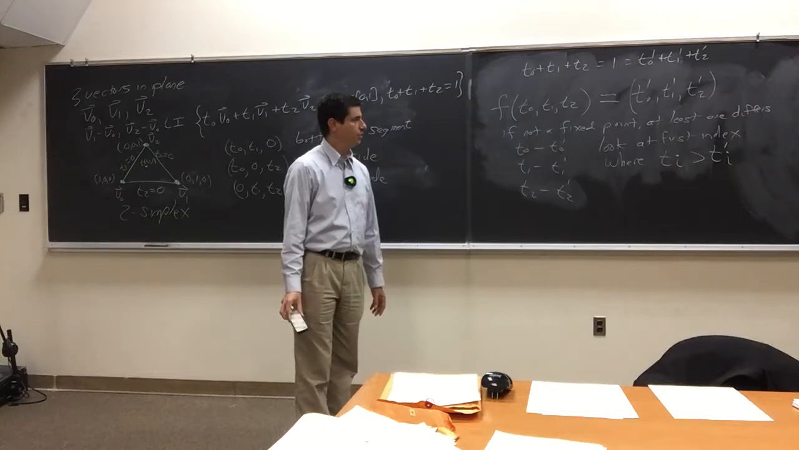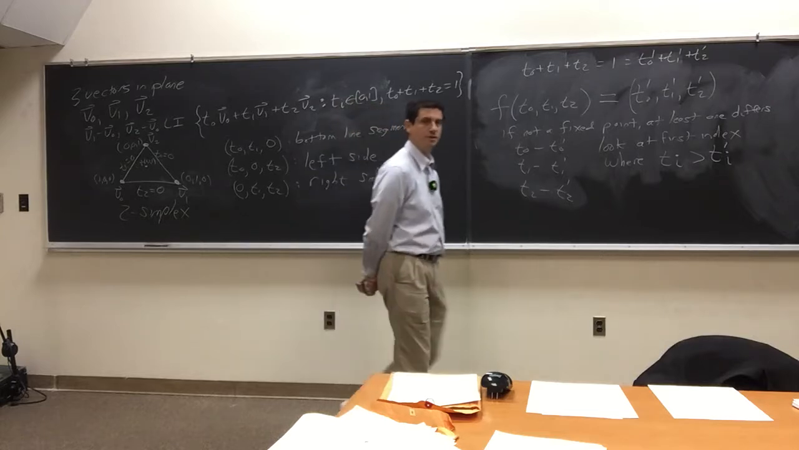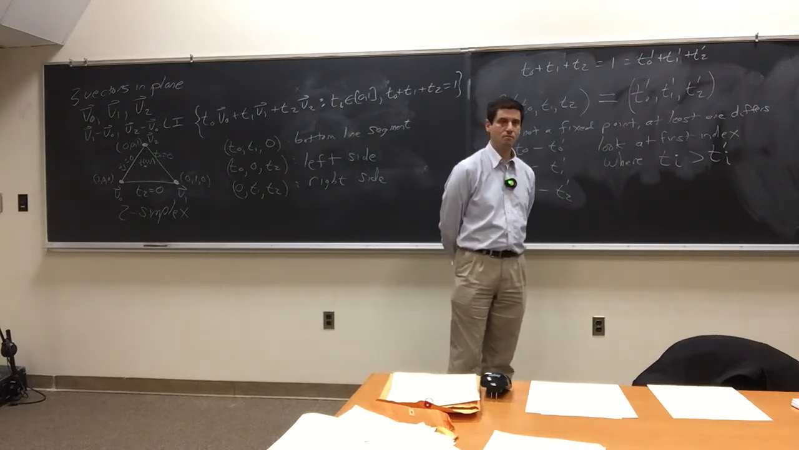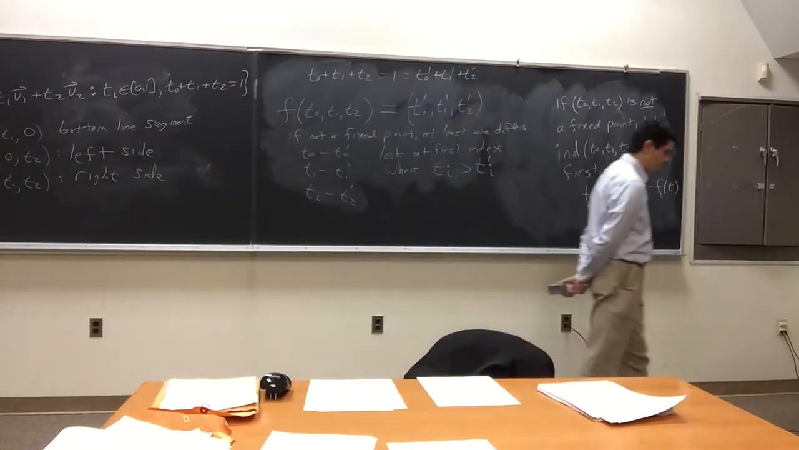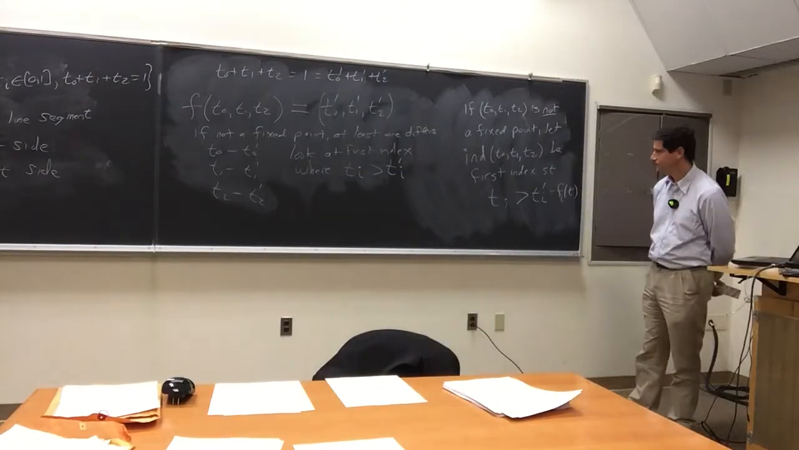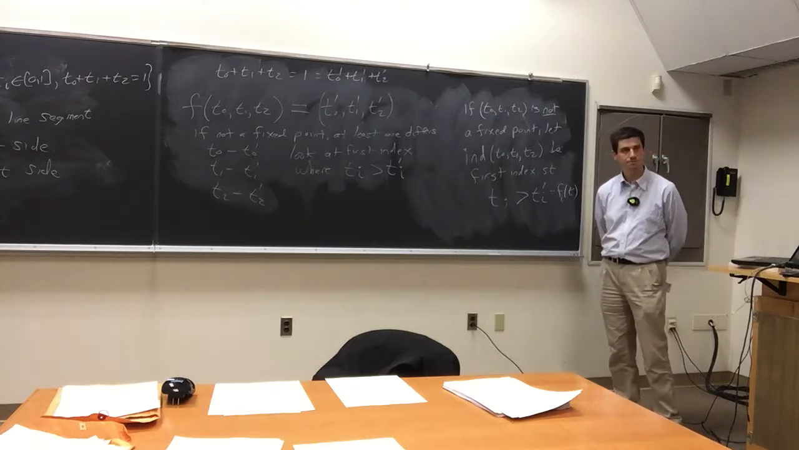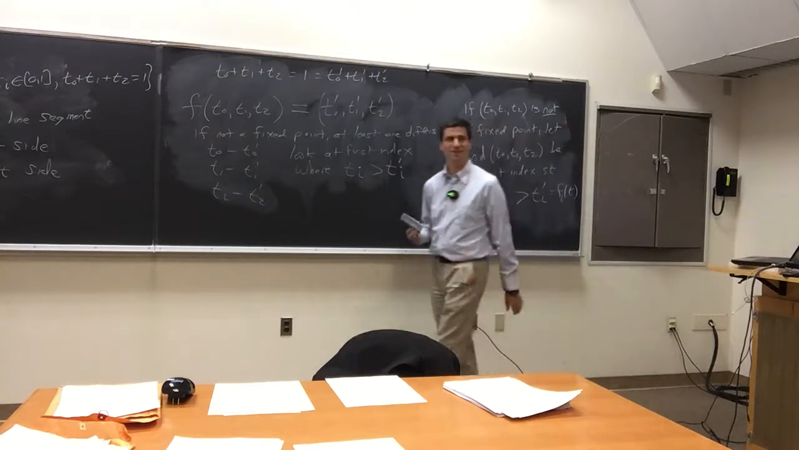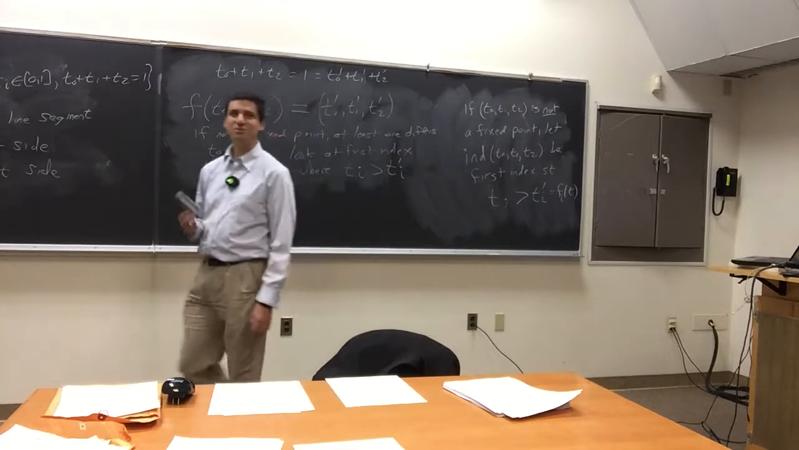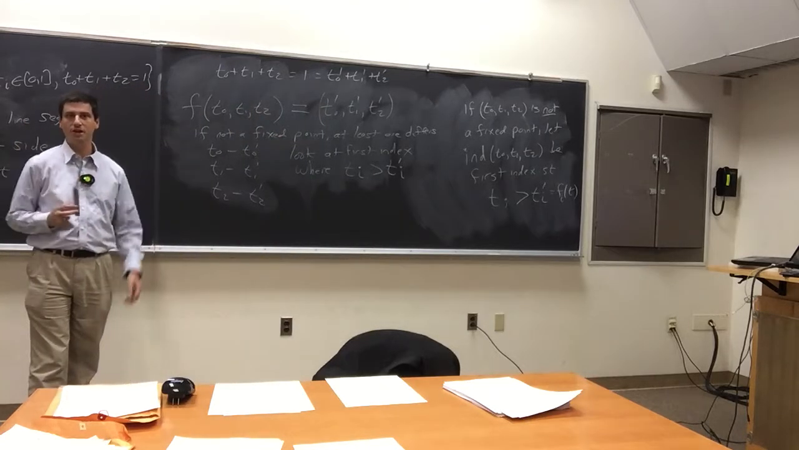What should I do if there's a fixed point? How should I define the function? So one possibility is to define the function to be infinity. Any other choices for the function? 3. I'm sorry? Yeah, for this problem, 3 would be fine. 3 is essentially infinity here. All the other labels are 0, 1, 2. If you see a 3, you know that it's the fixed point.